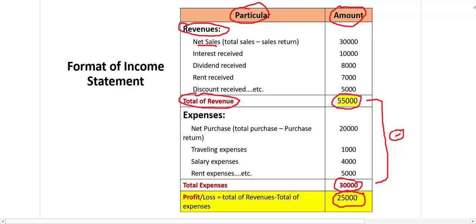25,000. How to find out this one? From the total of revenue minus the total of expenses, you will get the amount of this one. If the result like this, if this one is positive, huh? If the result is positive like this, we can call it what?